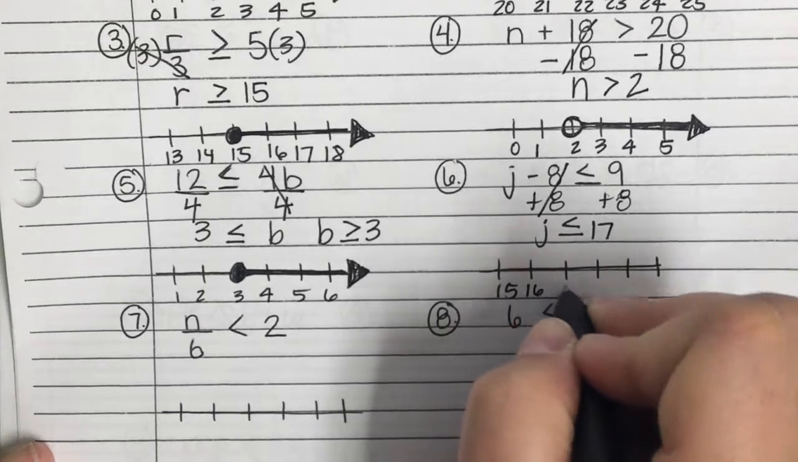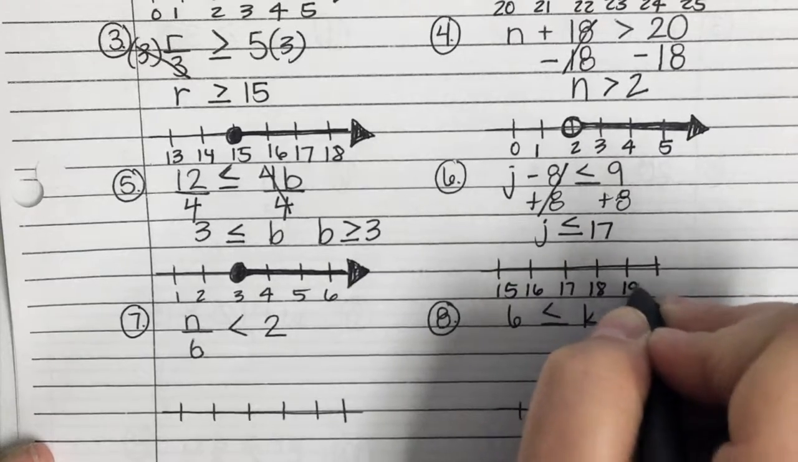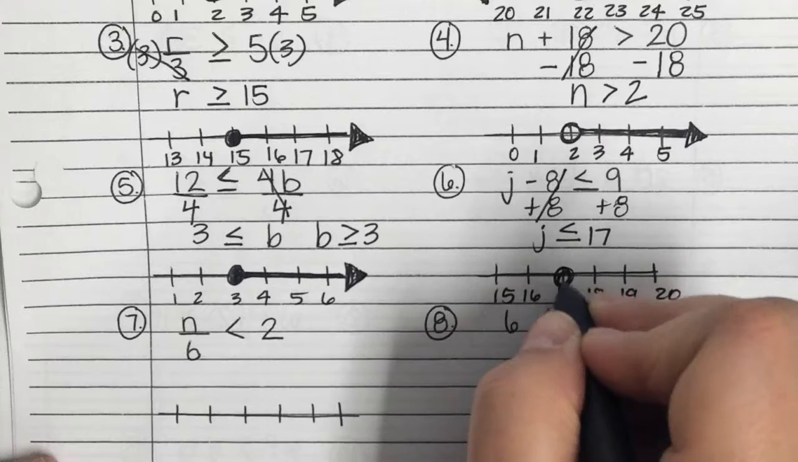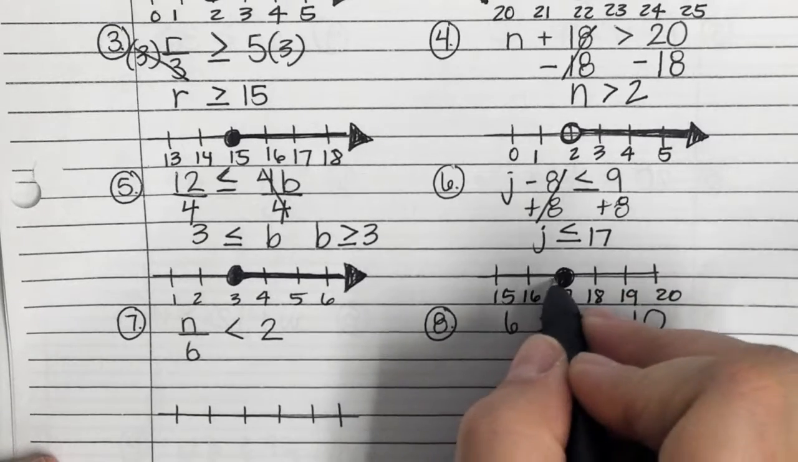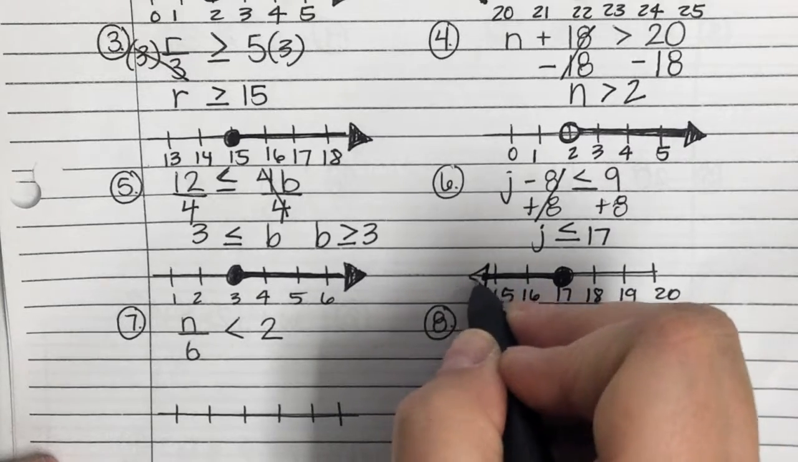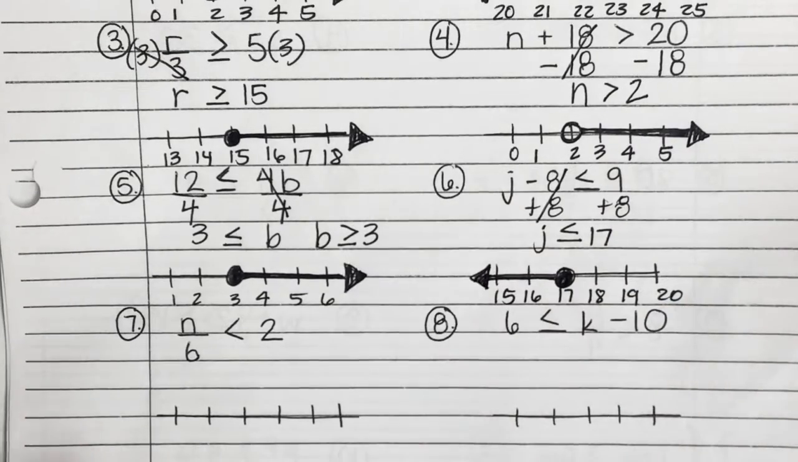And we graph it. Closed dot, you are correct. And which way do I shade? To the left. And don't forget to do your arrow, because that arrow does show that that continues on indefinitely.